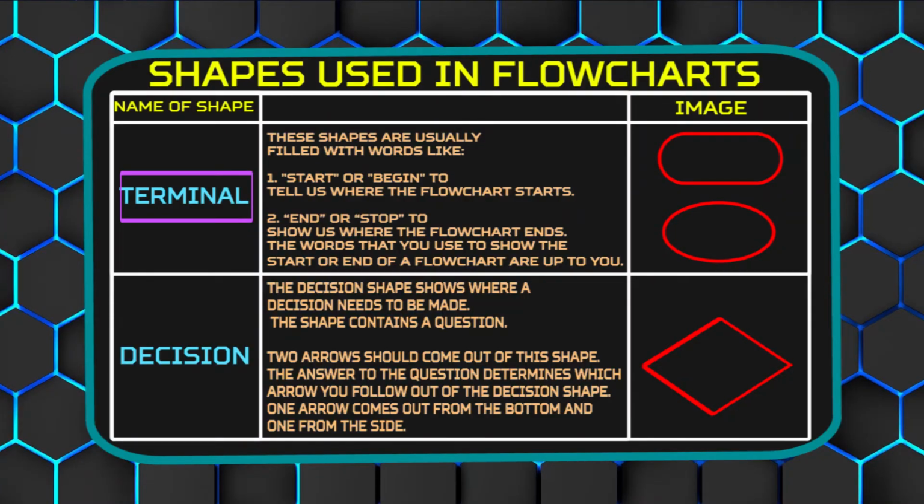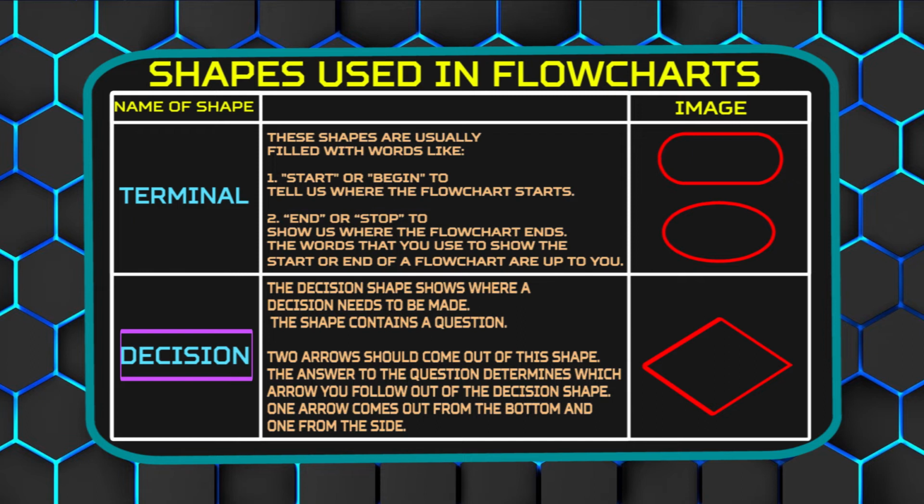We will see an explanation and an image. The first shape is a terminal. These shapes are usually filled with words like start or begin to tell us where the flowchart starts. As you can see, this would take the form of an oval type shape. It also ends or stops to show us where the flowchart ends. The words that you use to show the start or end of a flowchart are up to you.